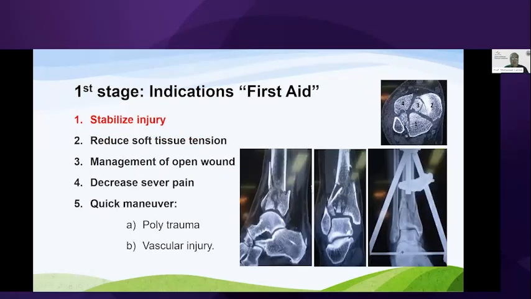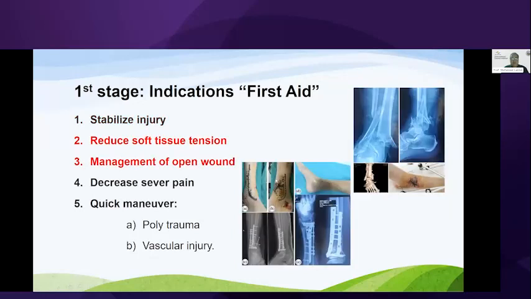Indication of first aid stage management for unstable injury, like this X-ray: reduce soft tissue tension and manage open wound until improved, and then do definitive treatment. Decrease severe pain.